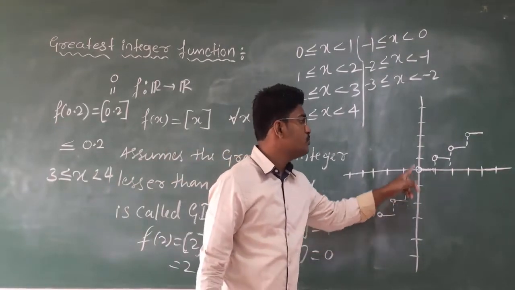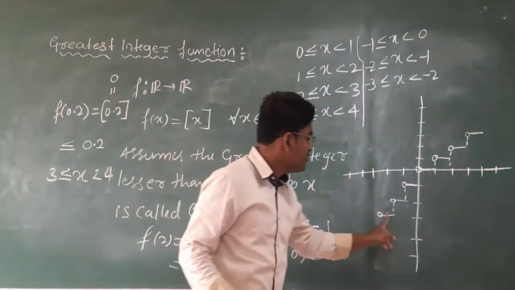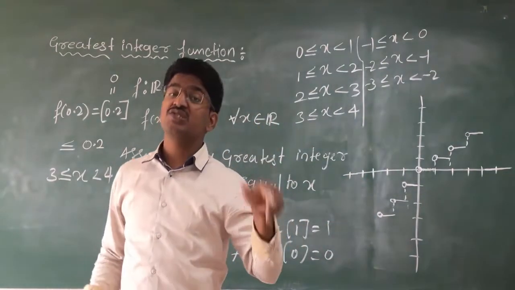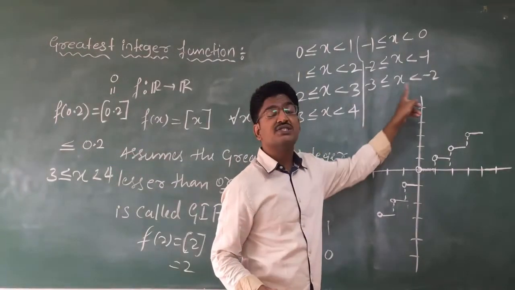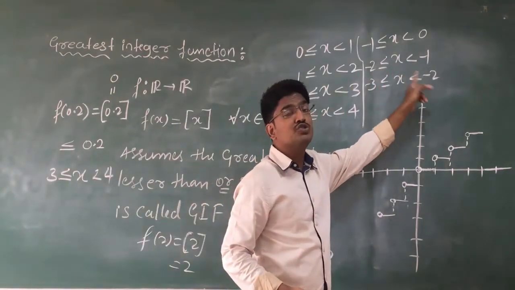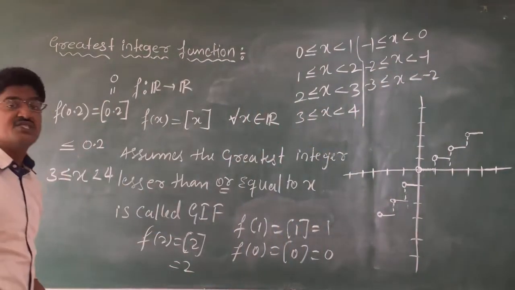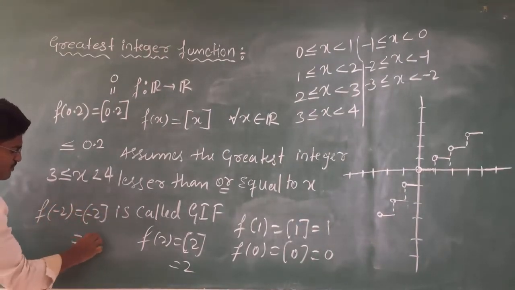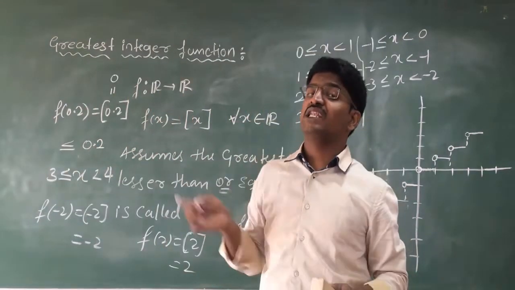Please remember this bubble. Where there is a bubble, there is your output. For all the numbers here, where there is a bubble, there is your output. No other numbers. That means in between minus 3 and minus 2, your output will be minus 3. In between minus 2 and minus 1, your output will be minus 2. As we discussed here, f of minus 2, greatest integer of minus 2 will be minus 2 itself. F of minus 3, greatest integer of minus 3 will be minus 3 itself.